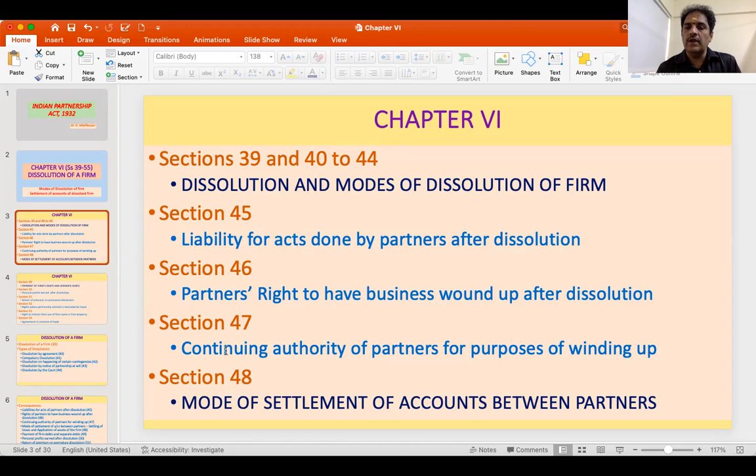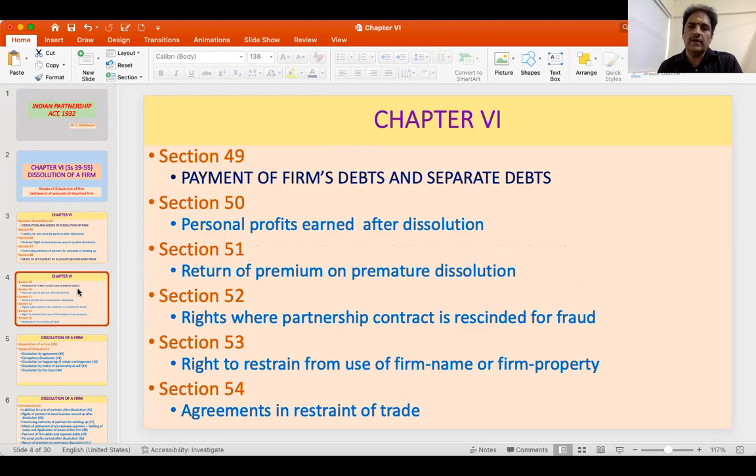Then section 48 talks about the mode of settlement of accounts between the partners. As a continuation of this, section 49 talks about payment of firm's debts and separate debts. What is the sequence of payment? Then section 50 and after that talk about the various consequences after dissolution. Section 50 talks about personal profits earned after dissolution.